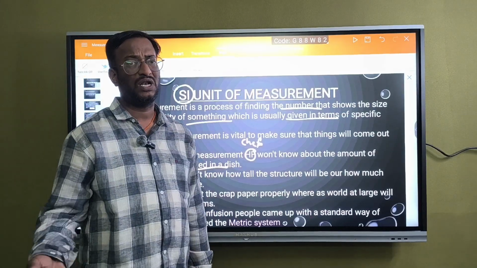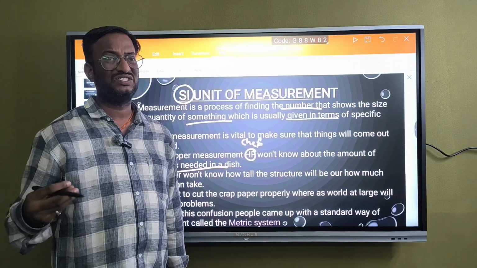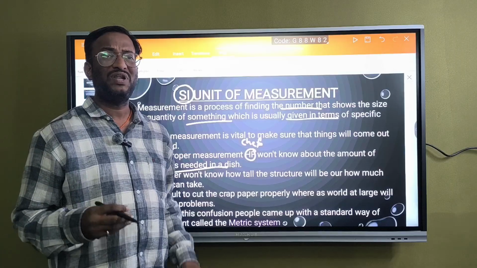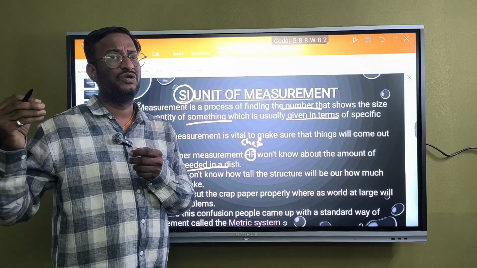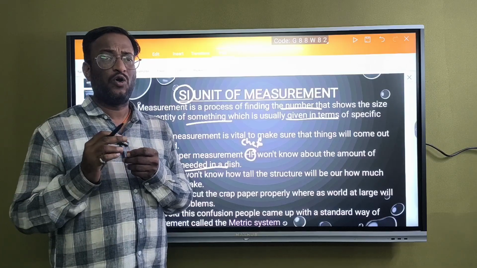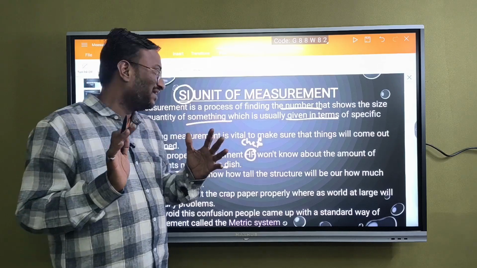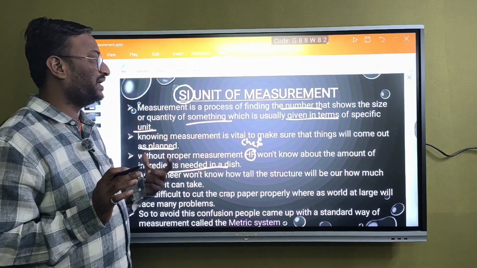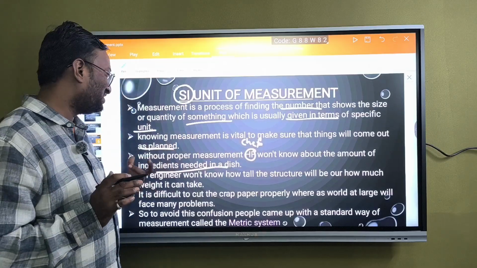Actually in a hotel or wherever, chefs use some ingredients in order to prepare food. They will have a regular quantity: how much sugar, how much salt, how much turmeric, how much vegetable should be added for a particular quantity. For that they need an accurate measurement. Without accurate measurement, a chef cannot make good, tasty food.